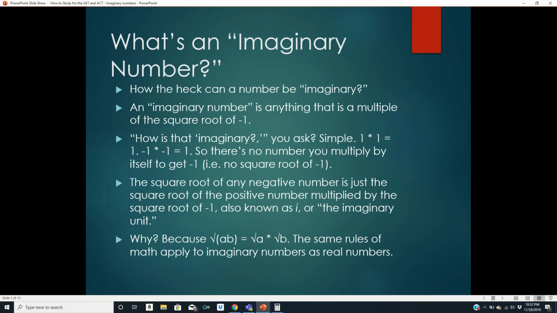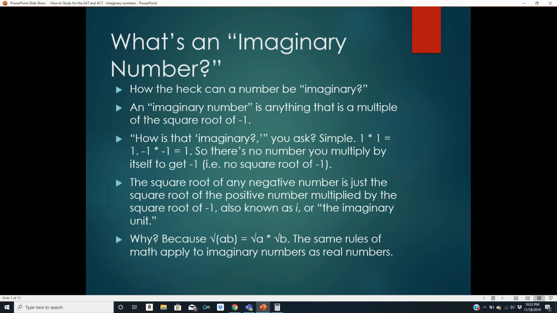So, what's an imaginary number? Well, you might be wondering, how the heck can a number be imaginary? Well, an imaginary number is defined as anything that's a multiple of the square root of -1. How's that imaginary, you ask? Simple. 1 times 1 is 1. -1 times -1 is 1. So there's no number you can multiply by itself to get -1. That is, there's no square root of -1.